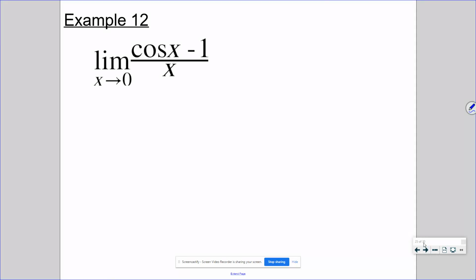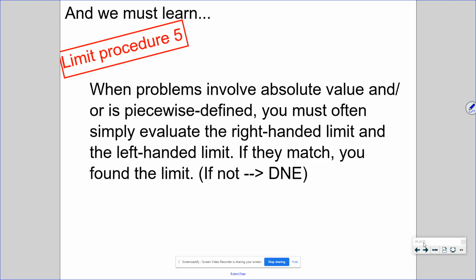Okay. I think I have just a few more things. So in this one, it's going to get very, very messy. So I'm actually going to have you wait until class on Monday, and I will do this one together with you on the board. So that takes us to limit procedure number 5 that involves absolute value and piecewise functions.